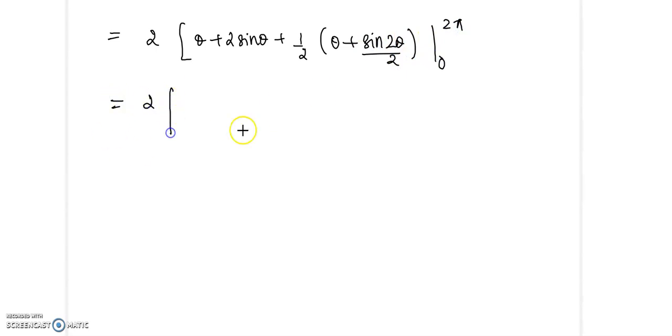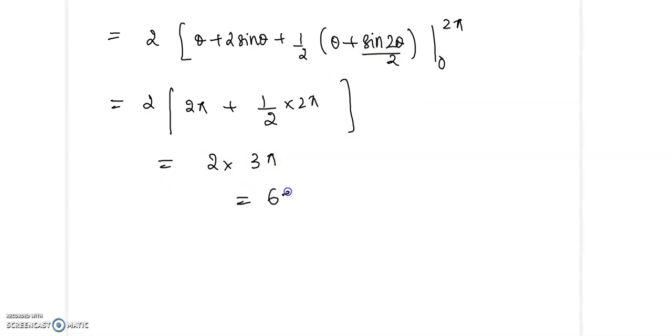So that will be 2 times, first term limit എടുക്കുമ്പോൾ 2 pi വരും. In the second term both the limits are 0, and 1/2 into 2 pi. This term also limits will be 0. So that will give 2 into 3 pi. So we will get 6 pi. So that is the required area.